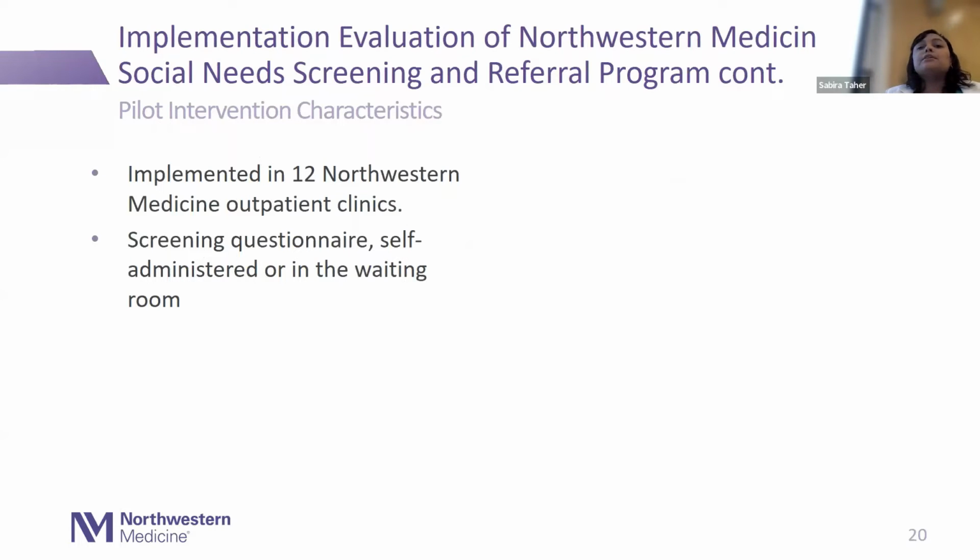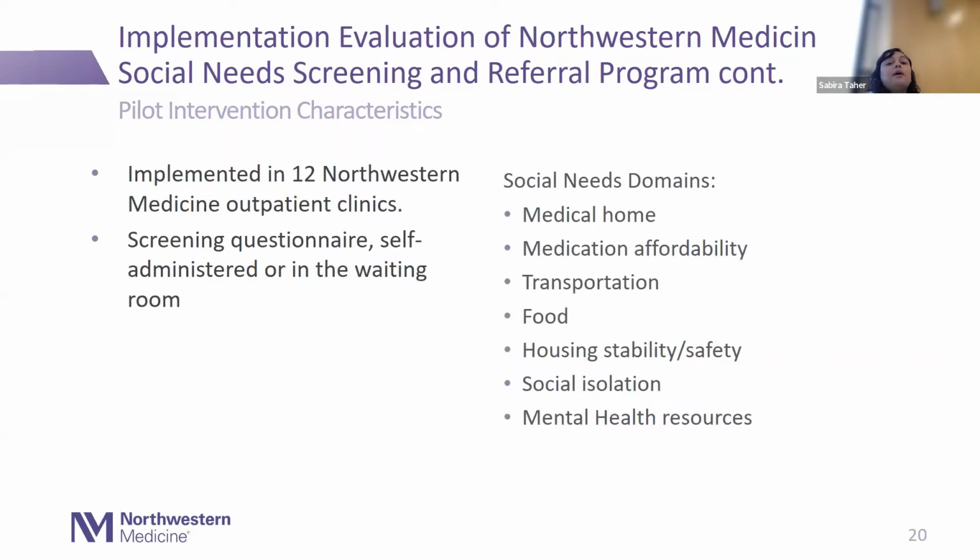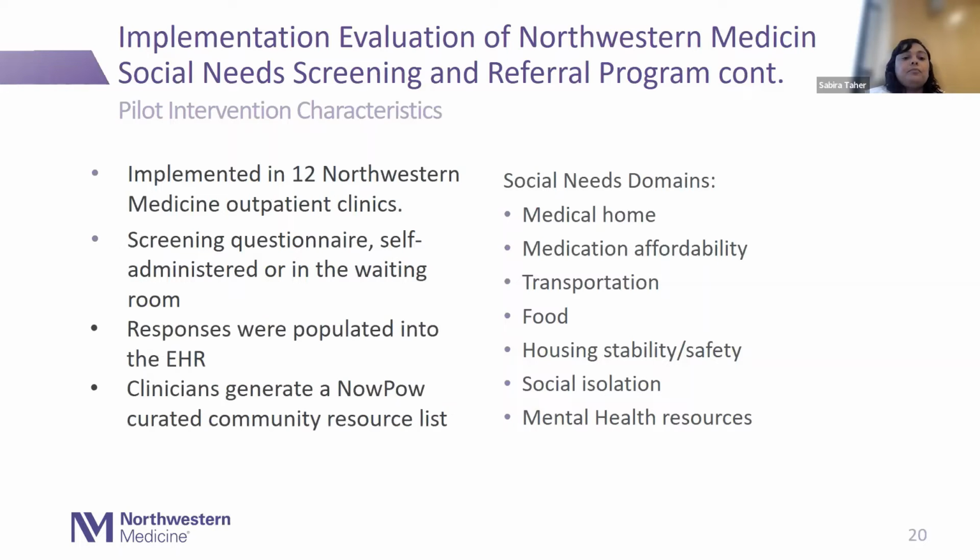So the characteristics of the pilot intervention were that it was implemented in 12 Northwestern Medicine outpatient clinics. The social needs that were screened for were medical home, medication affordability, transportation, food, housing stability, safety, social isolation, and mental health resources. The questionnaire was emailed to patients prior to their visit, or they could choose to take the questionnaire using a tablet in the waiting room. Responses were populated into the EHR, and clinicians, the doctors, were tasked with reviewing the social needs and generating a curated community resource list using the online NowPow platform.